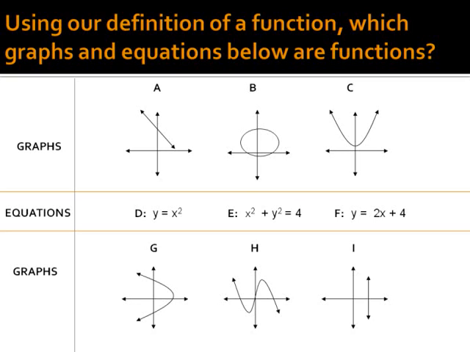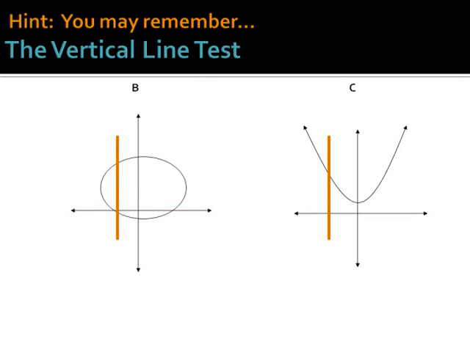Again, all of these are relations, but why are only some of these functions? Well, in Algebra 1 and Geometry, you probably learned this test. It's called a vertical line test. If I take a vertical line and I drag it across my graph, if it hits in two places, it's not a function. But if it only hits in one place as it's dragged across, it is a function.